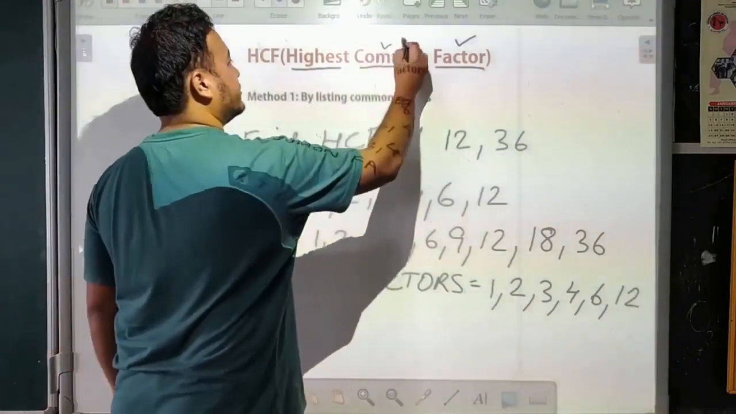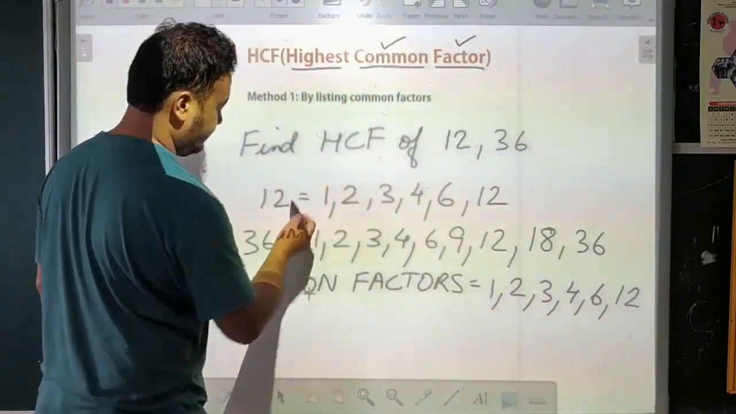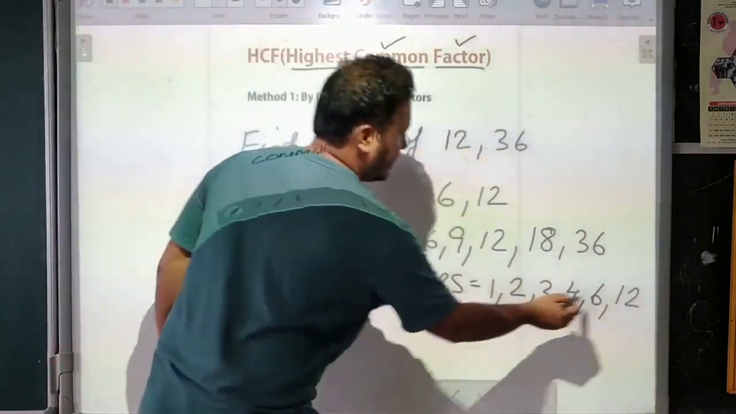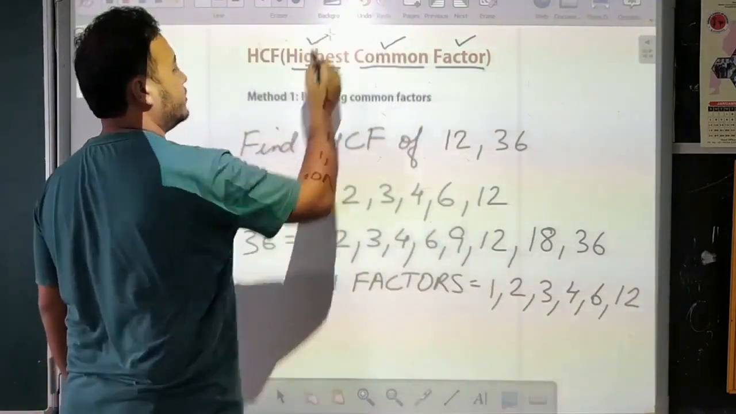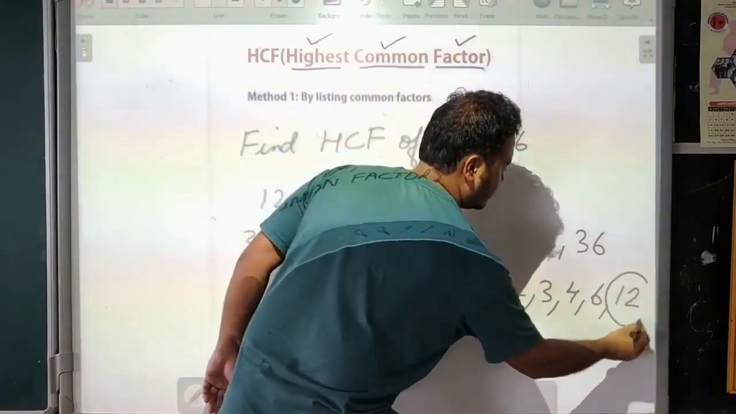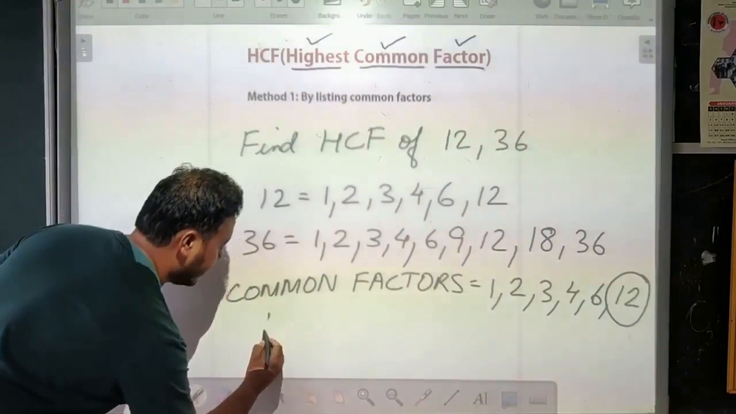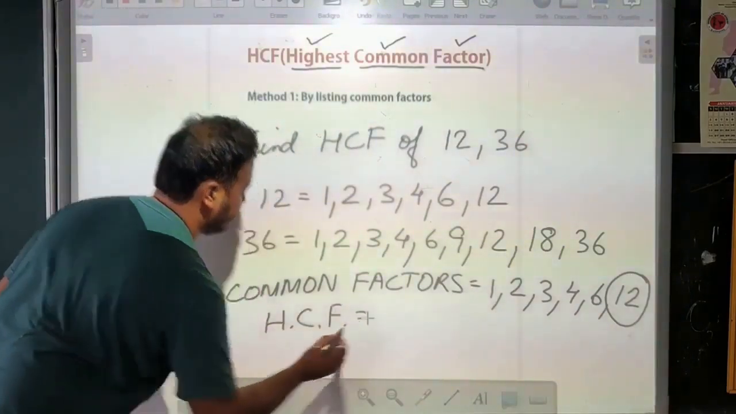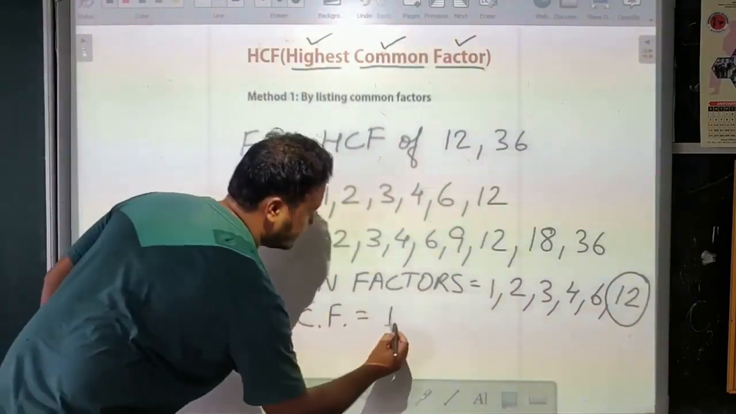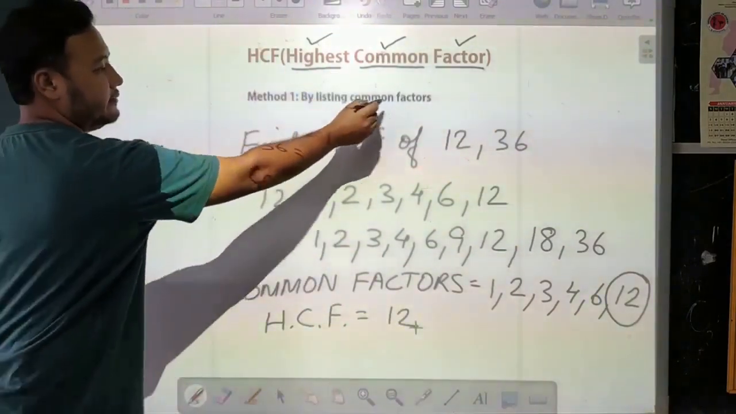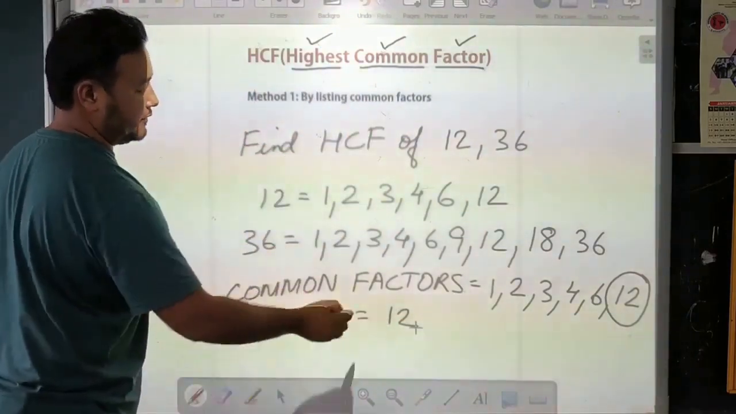Now the second part is also done. You have found the common factors of these two numbers. Now we have to find which among them is the highest or largest. So which is the largest number that you see here? That's correct, it is 12. So that means that the highest common factor, or HCF, of 12 and 36 is 12. So this is how you can find the highest common factor, by listing the common factors.